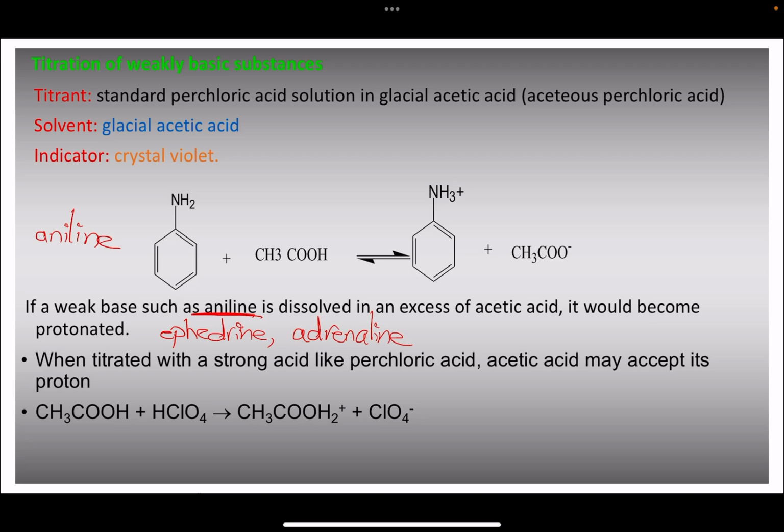In this case, the titrant will be acidic in nature. That's perchloric acid. We have known the structure of perchloric acid before. Dissolved in glacial acetic acid. Glacial acetic acid means pure acetic acid, or acetic acid free from water.